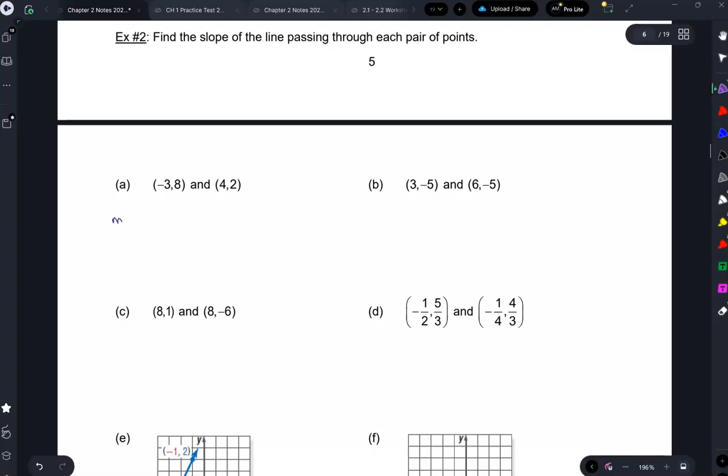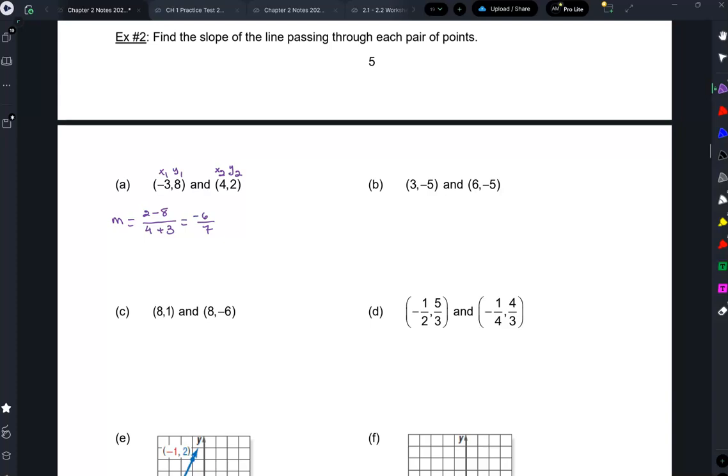Okay, so here, we're going to do m equals, so here I label this x1, y1, x2, y2, and then we're going to do the y's first, 2 minus 8 over 4 plus 3. And it's important to be consistent, right? y2 minus y1, and then also x2 minus x1. So this is negative 6 over 7, and that's it. You've got to simplify this, okay?